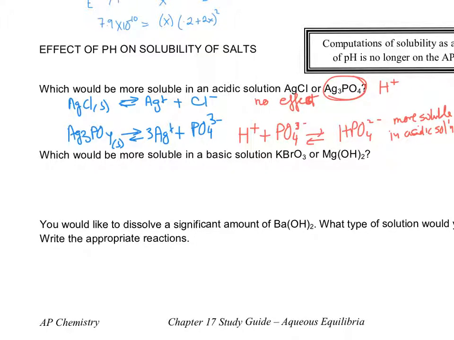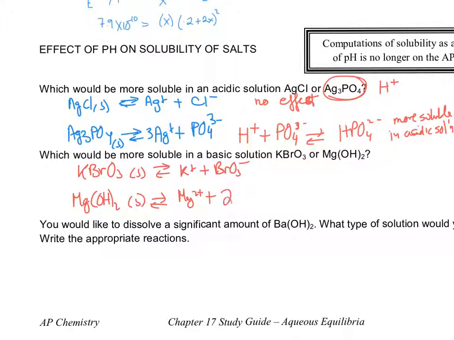Same thing, it's poorly worded, and so it's really asking us which one would dissolve more if it was in a basic solution. So, as always, you start out with writing your dissociation equations. KBrO3 solid would dissociate into K plus and BrO3 minus. MgOH2 would dissociate to give off Mg2 plus and 2OH minus.